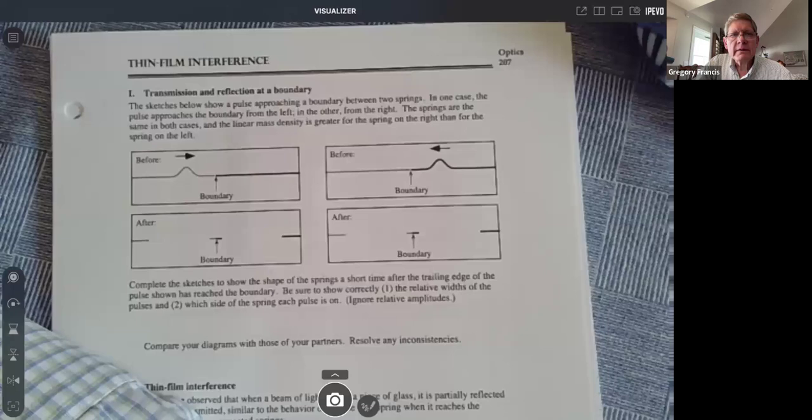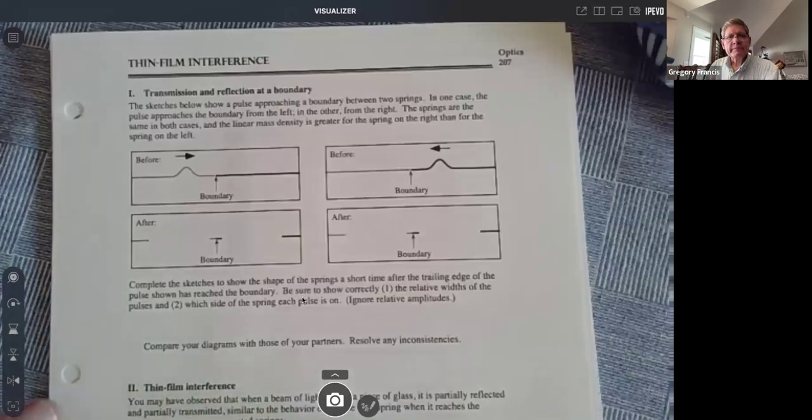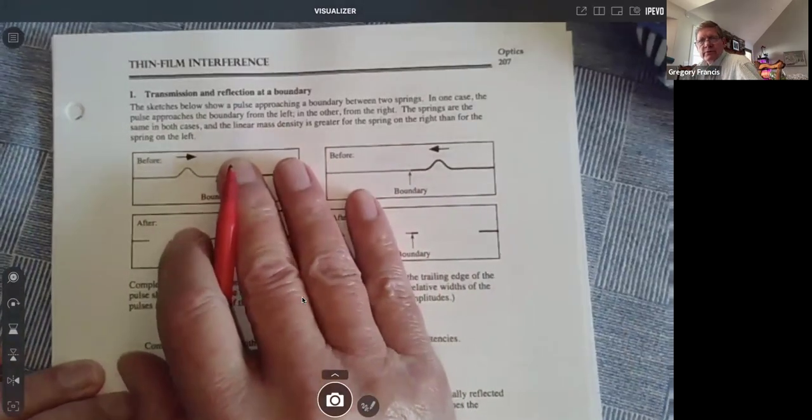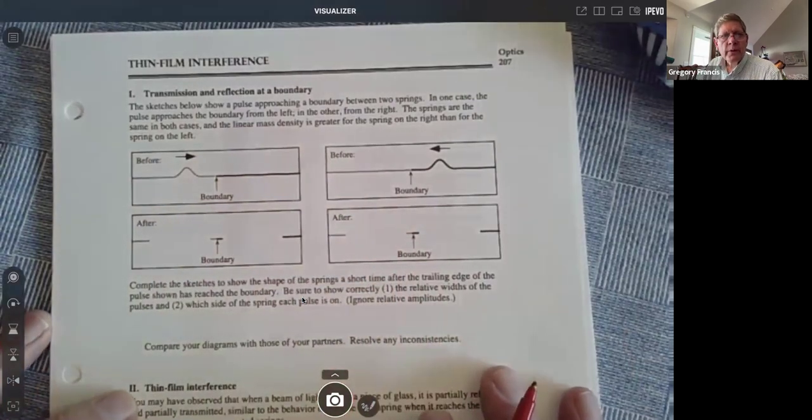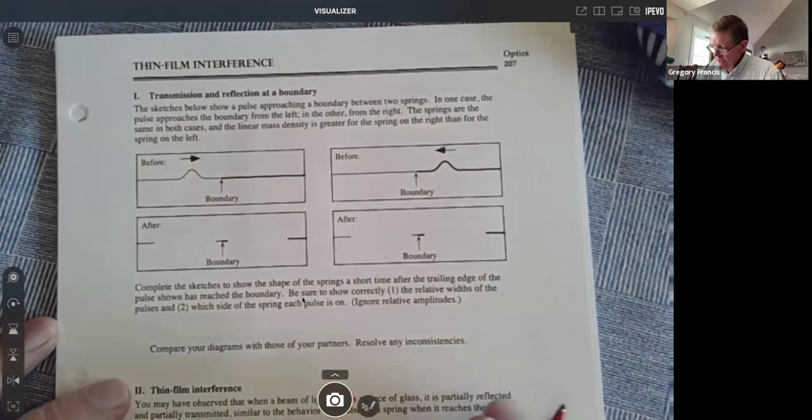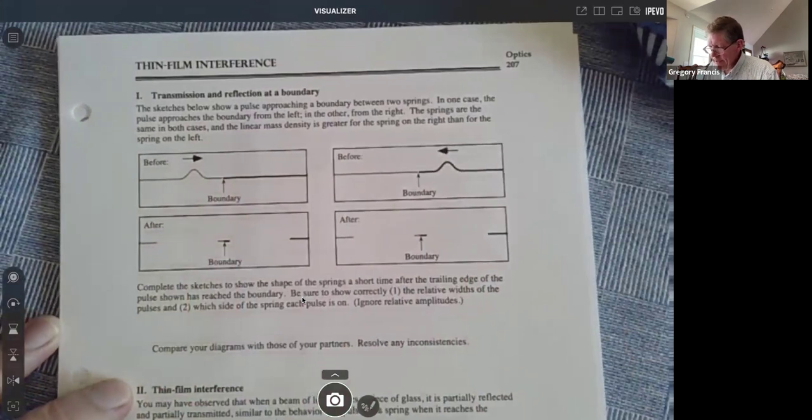Hello, I'm going to go through that last tutorial, number 11, on thin film interference, and I will share my screen. Okay, so we have a little bit of a review here from Physics 105.